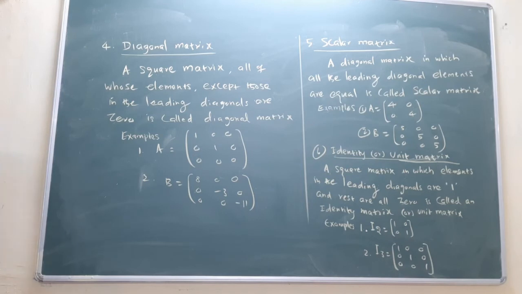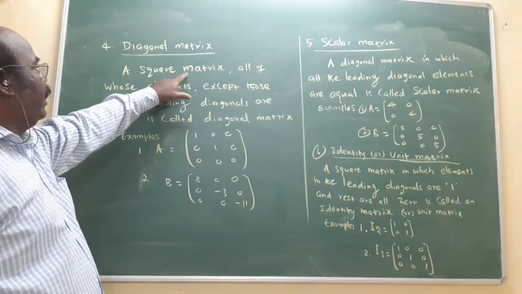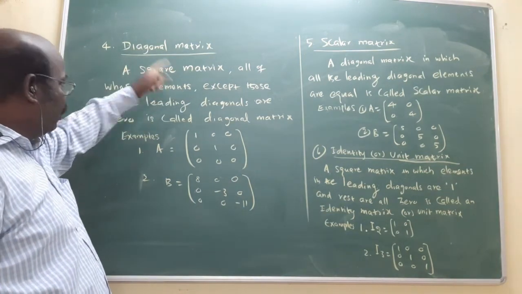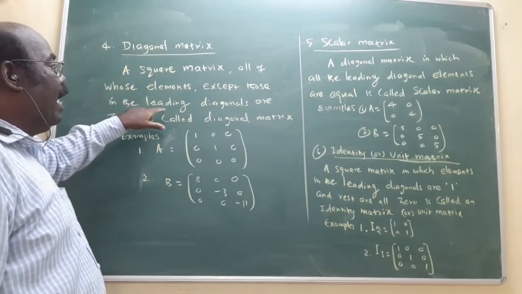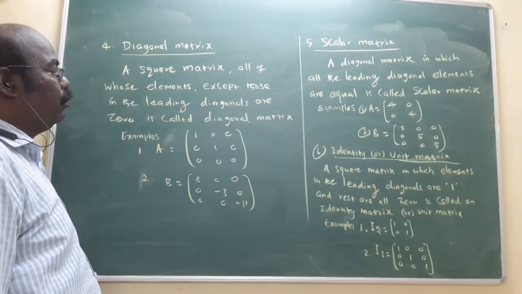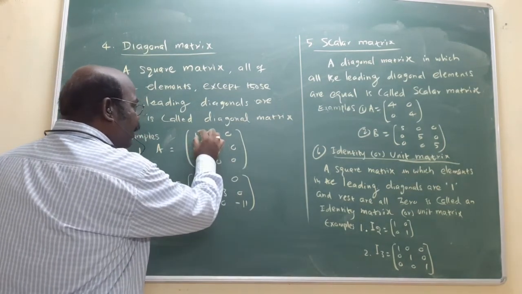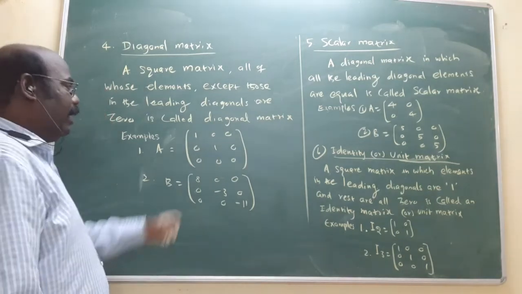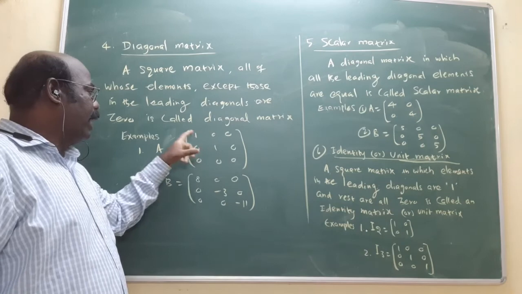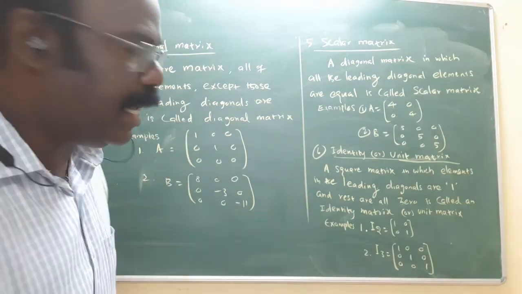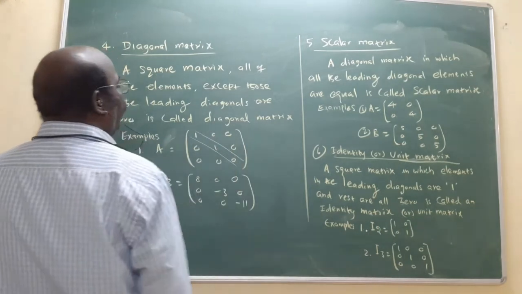Another definition: diagonal matrix. A diagonal matrix is a square matrix all of whose elements except those in the leading diagonal are zero. Except these, all are zero. Here whatever the diagonal elements may be, no problem. Here 1, 1, 0, no. Here 2, 3, 4, diagonal. That means this is the leading diagonal. This is called the leading diagonal.